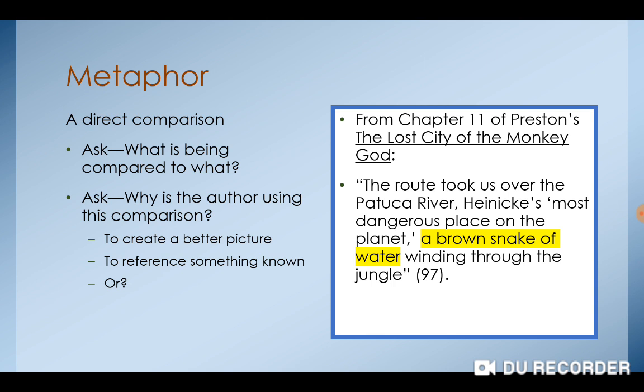So when you find a metaphor, the first thing you should do is ask what's being compared to what. We call that the terms of the comparison. So here you're comparing a girl running to the wind blowing, okay? And then you want to think, why is the author using that comparison?